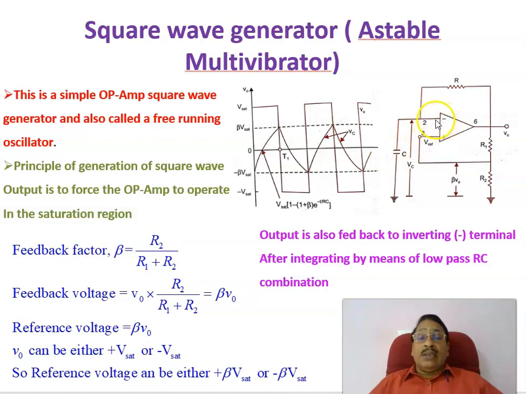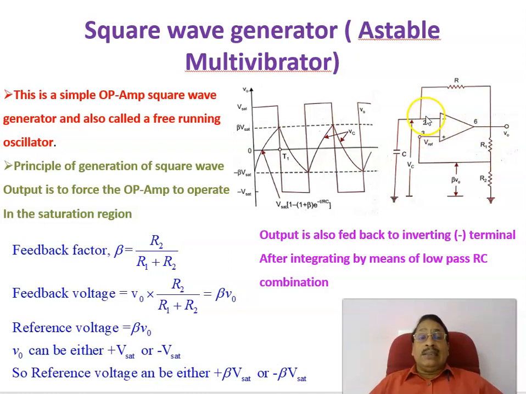Now in this circuit, this is the inverting input, this is the non-inverting input, and the output will be either plus Vsat or minus Vsat. If it is plus Vsat, that voltage is divided by the two resistors R1 and R2. If you take the output as V0, the voltage is V0 divided by R1 plus R2 into R2. If V0 equals plus Vsat, it is Vsat divided by R1 plus R2 into R2. That is called beta V0, the feedback voltage, and it is given as a positive input to the op-amp.